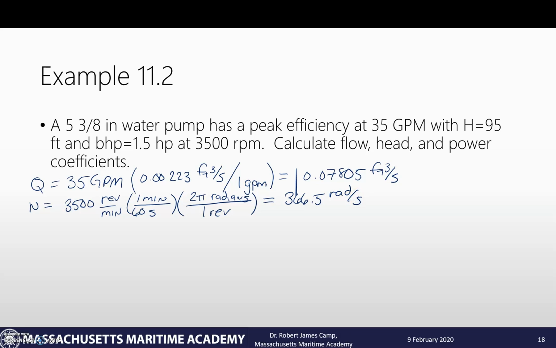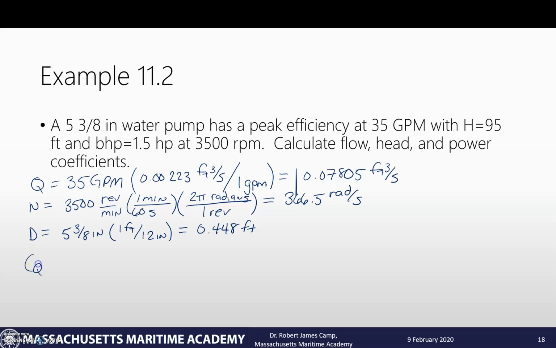And the last thing that we're going to look at is our diameter. 5 3/8 inch isn't going to work. 1 foot is 12 inches. That will make everything cancel out correctly. 0.448 feet is my diameter. Okay, so now we can just directly calculate out our coefficients.